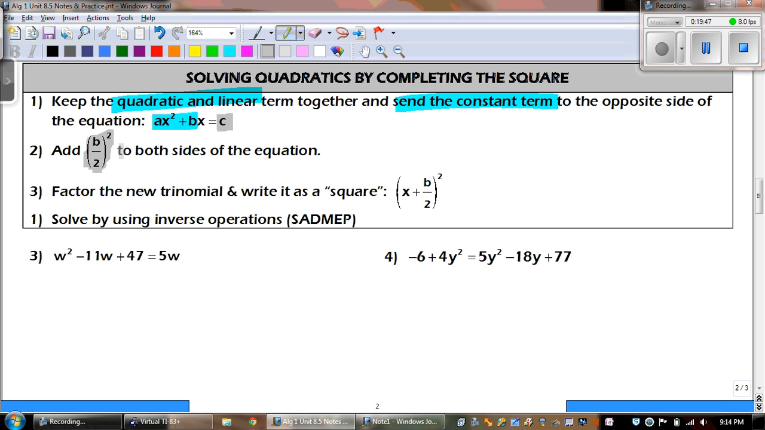Add b divided by 2 squared to both sides of the equation. And then we're going to factor the new trinomial, and we're going to write it as a square. So kind of like what we did in example number 2, where we went straight to the square, and then we're going to solve by using inverse operations, okay?